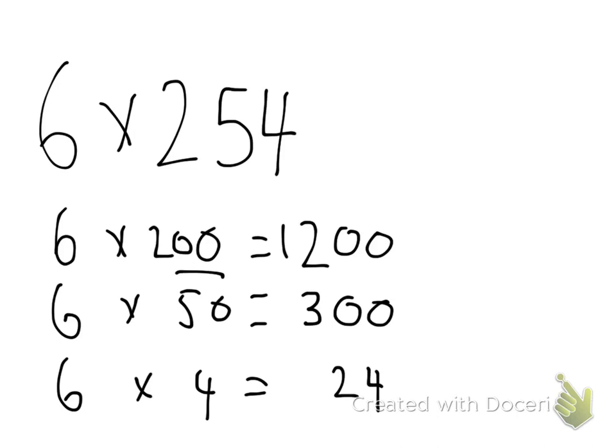Now we solve. 1,200 plus 300 is 1,500, and then the 24 on the end. Really quickly, I just solved a really massive multiplication problem inside my head. 1,524.